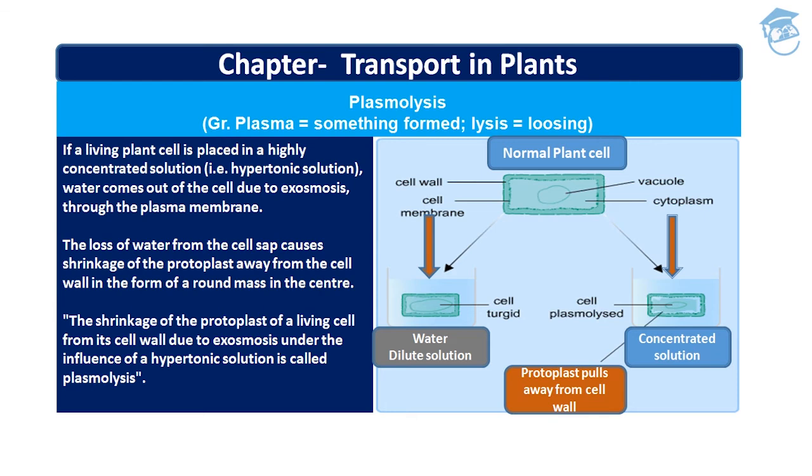It causes the shrinkage of the protoplast away from the cell wall in the form of a round mass in the center. The shrinkage of the protoplast of a living cell from its cell wall due to exosmosis under the influence of a hypertonic solution is called plasmolysis. I repeat, shrinkage of a protoplast of a living cell from its cell wall due to exosmosis under the influence of a highly concentrated, hypertonic solution is called plasmolysis, wherein the protoplast pulls away from the cell wall.